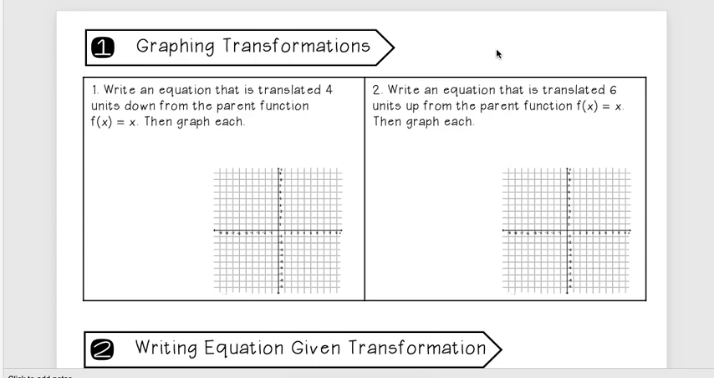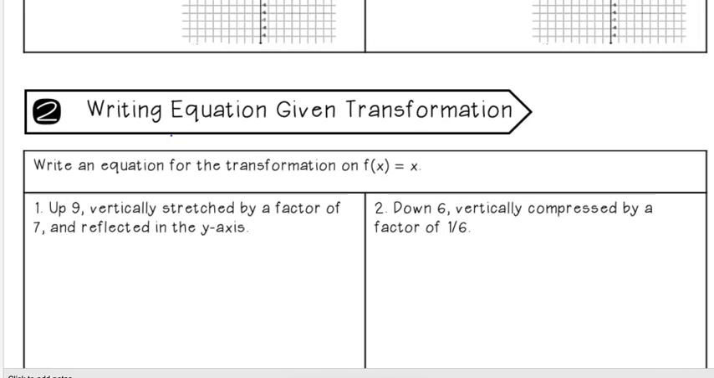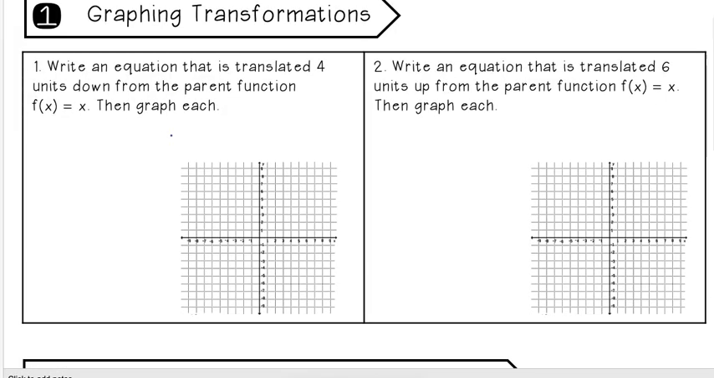Graphing these transformations. So this example tells me to write an equation that is translated 4 units down from the parent function f of x equals x. And then I'm going to graph each. Okay, so this is telling me that it is translated 4 units down.